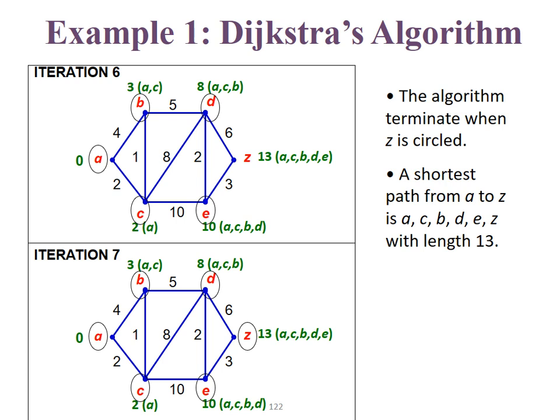Actually, how to travel from A to Z? We need to travel A, C, B, E, Z. That gives the shortest path.